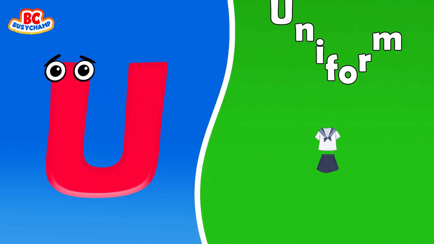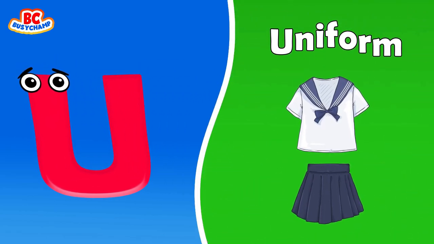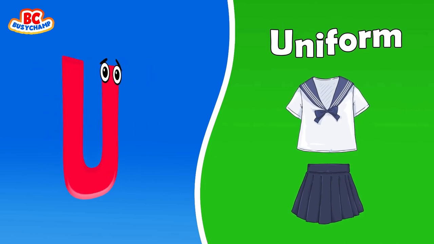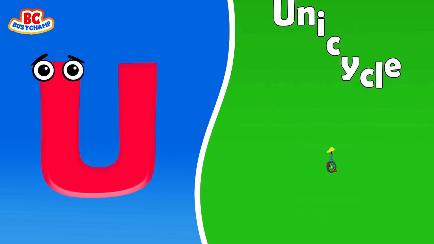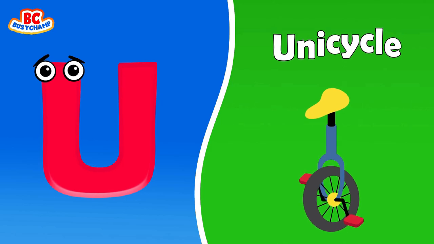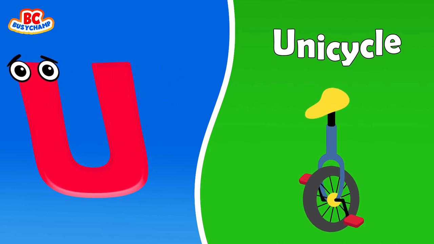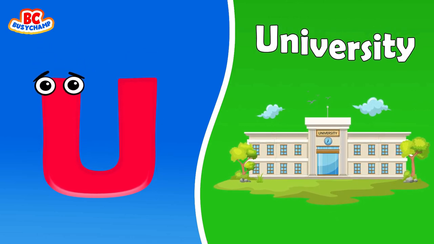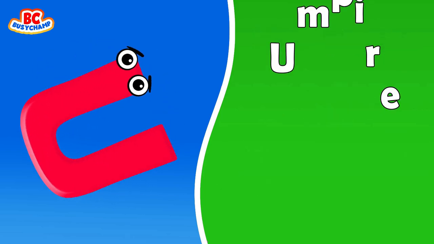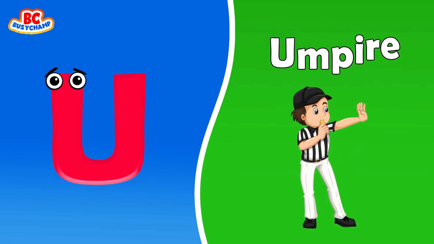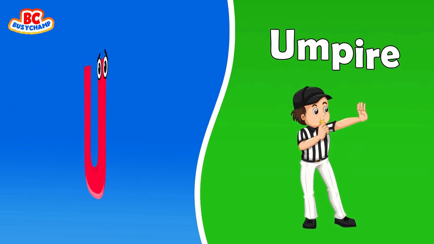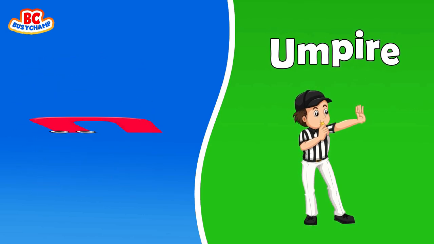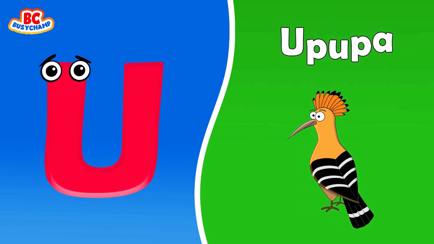U for uniform, a uniform. U for unicycle, a unicycle. U for university, a university. U for umpire, an umpire. U for pupa, a pupa.